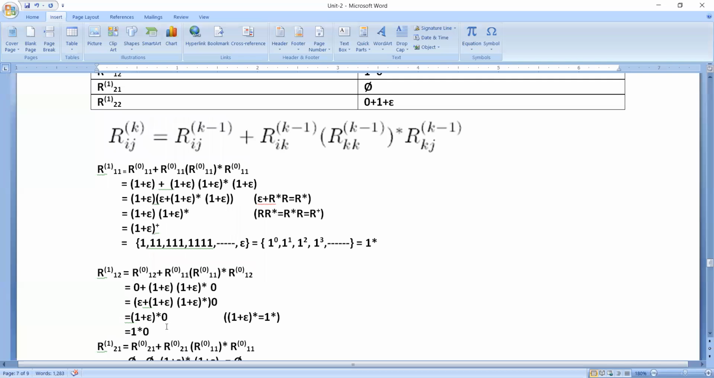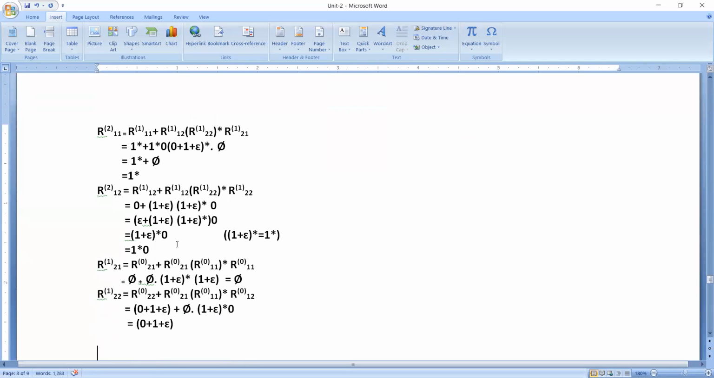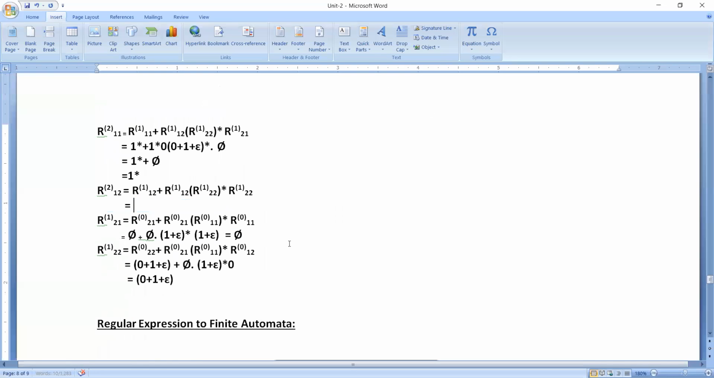R power 1 of 1 2 will be 1 star 0. So let me remove this. 1 star 0 plus R power 1 of 1 2, it will be again 1 star 0, 1 star 0 into R power 1 of 2 2. This one will be this one, whole star into R power 1 2 2.